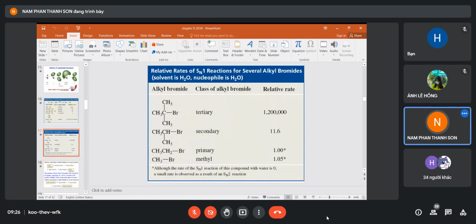For the alkyl halide, we have primary, secondary, and tertiary. If the reaction is SN1, first the halogen atom will say goodbye to the molecule, and then we have a carbocation. So if you want to produce a cation, that cation must be stable.